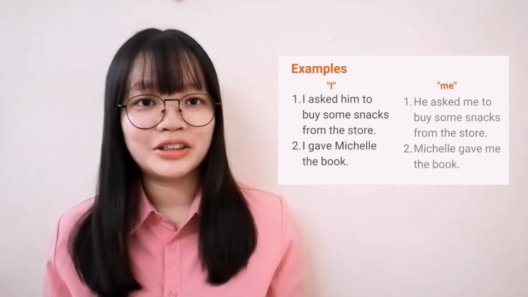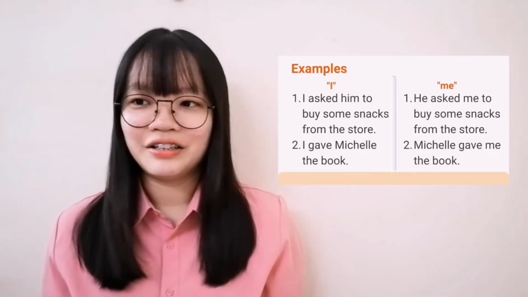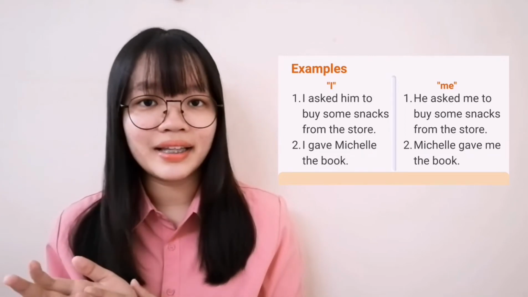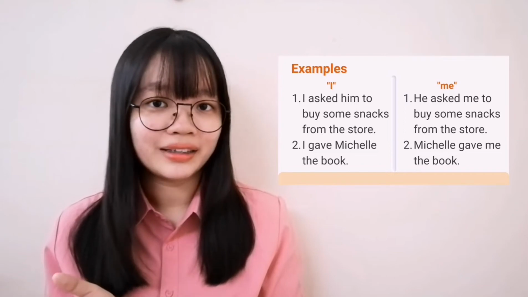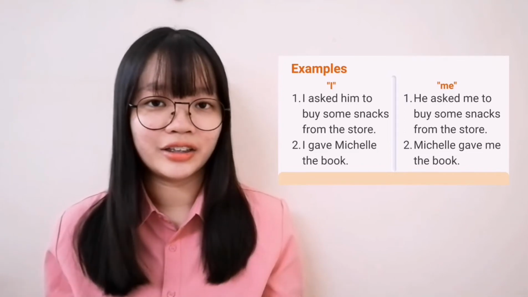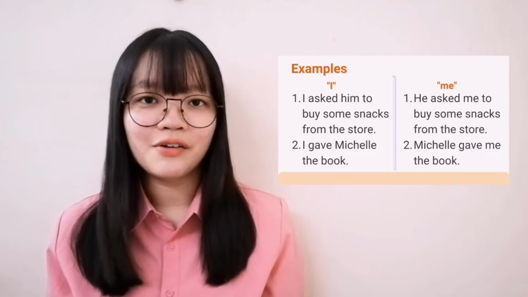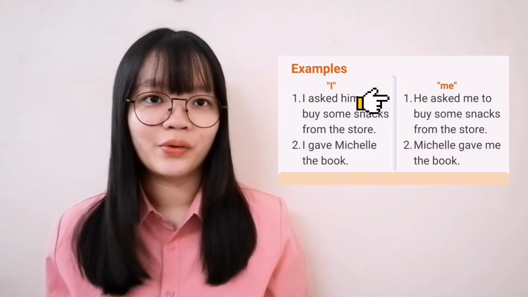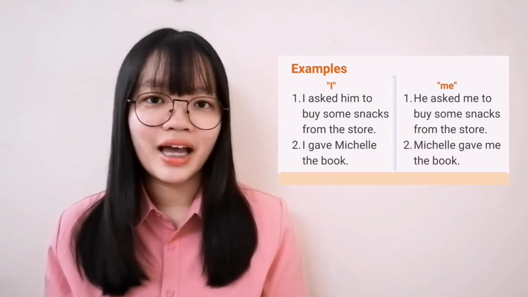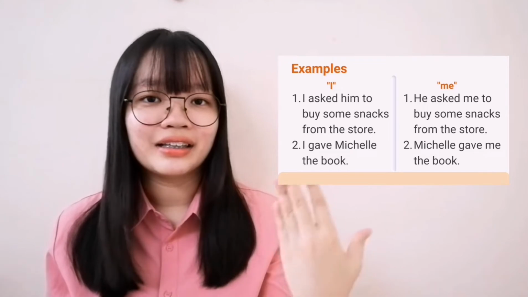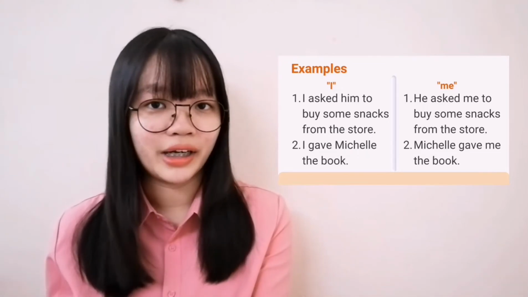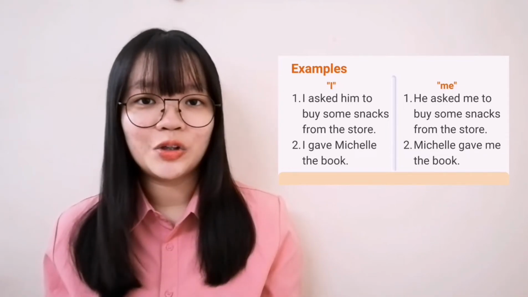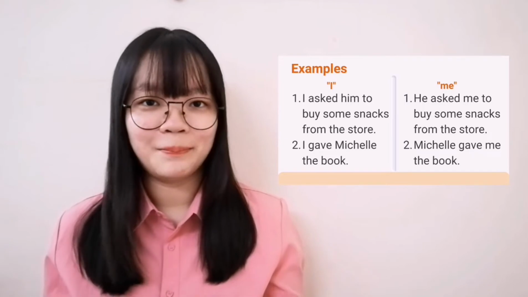Let's look at some examples to see exactly how that works. The first one, I asked him to buy some snacks from the store. In this sentence, I is the subject in the sentence as it does the action. So we need a subject pronoun which is I. He asked me to buy some snacks from the store. So in this sentence, we can see that he is the one that does the action. So he is the subject. Whereas me is the one that receives the action. He asked me. So we use an object pronoun which is me.